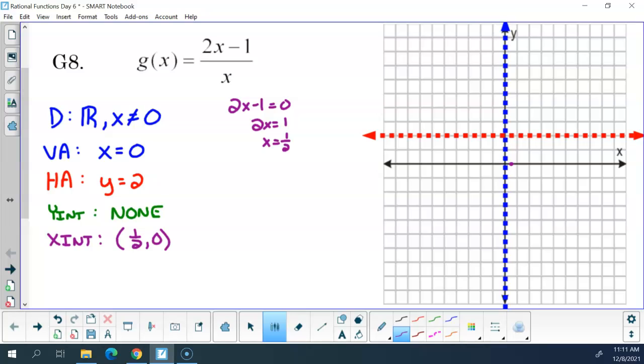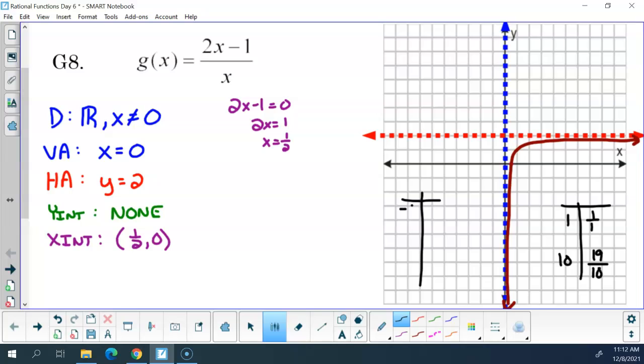Yeah, Roz. Elliot, I don't want to hear it from you. So let's go with 1. If I put 1 into my function, 2 times 1 is 2, minus 1 is 1. 1 divided by 1 is 1. Goes through right there. Then let's go with 10. 2 times 10 is 20, minus 1 is 19, all over 10 is 1.9. There we go. And comes through, curves down.